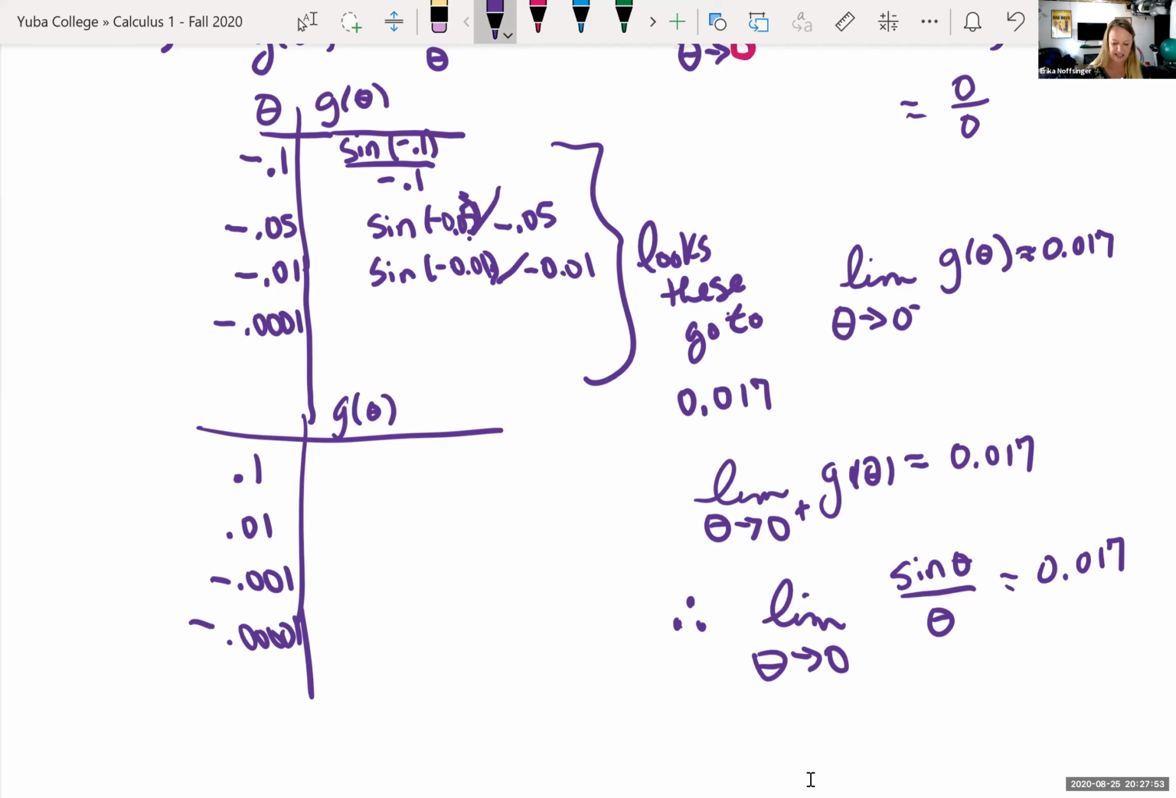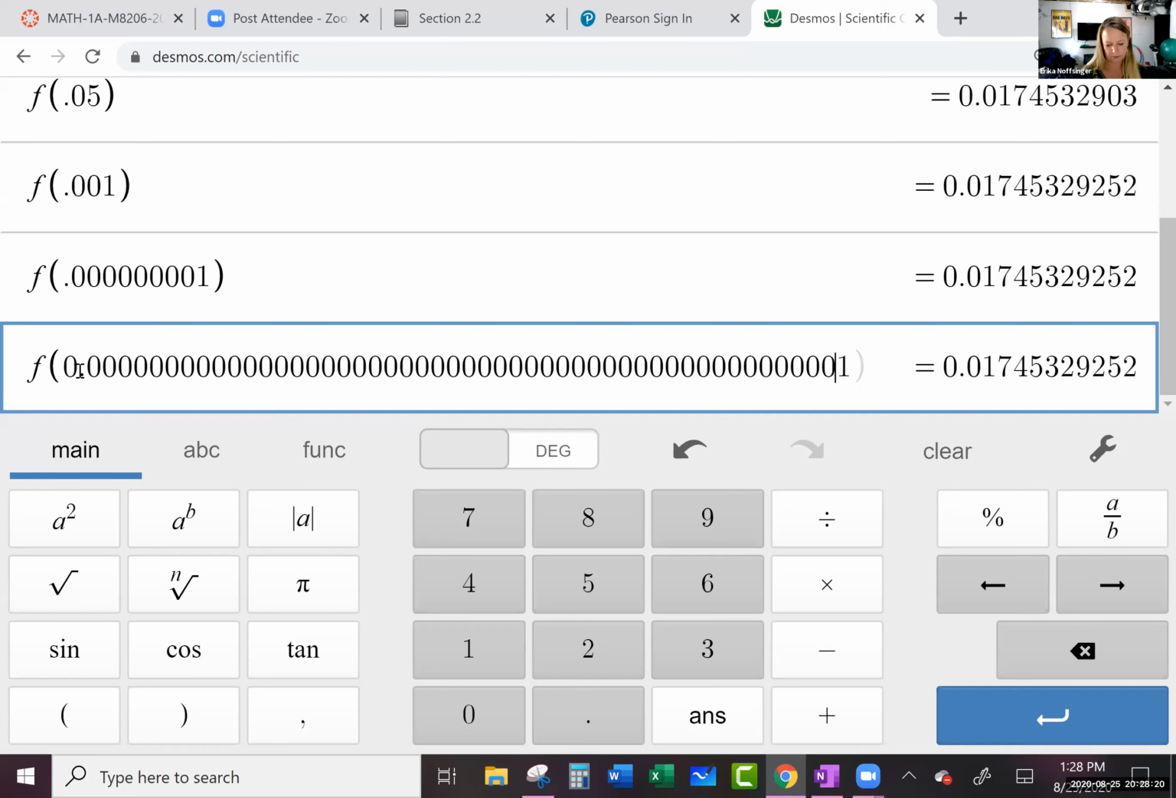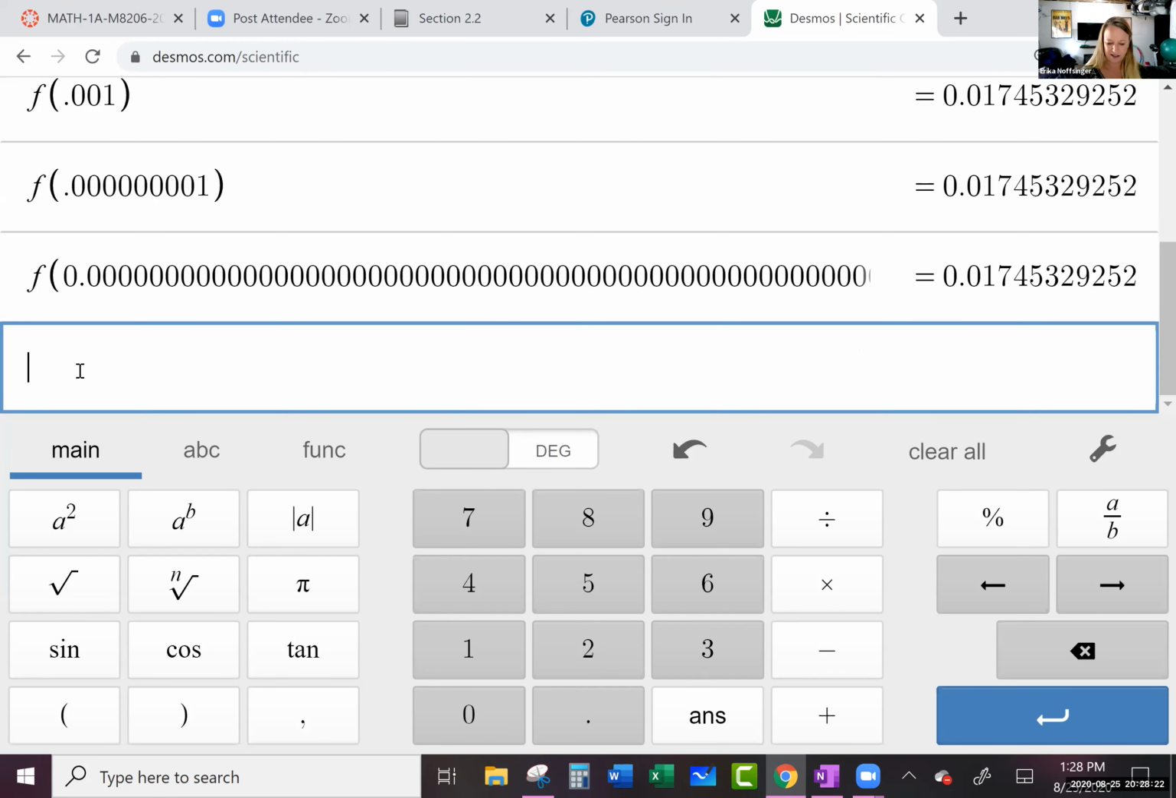I'm wondering if we can even say it gets closer and closer to 0. Let me just go back real quick. Yeah, it looks like it's still going to the same value. I don't think it's going to get closer and closer to 0. But I mean, technically, we can add more and more zeros in there and never ever get to actually theta equals 0.